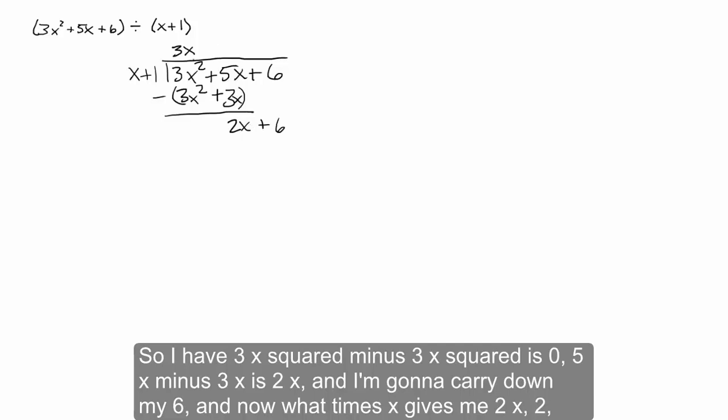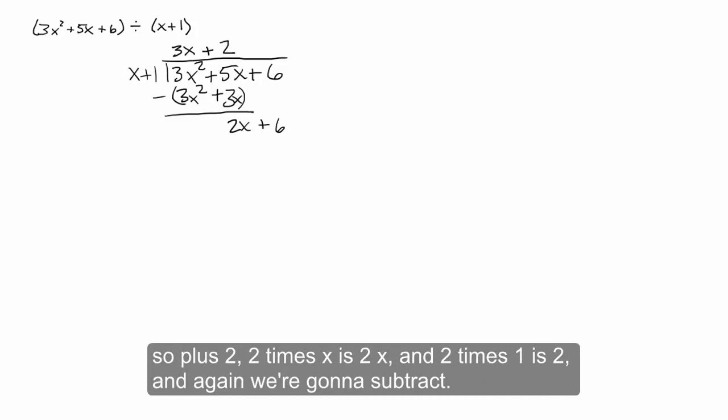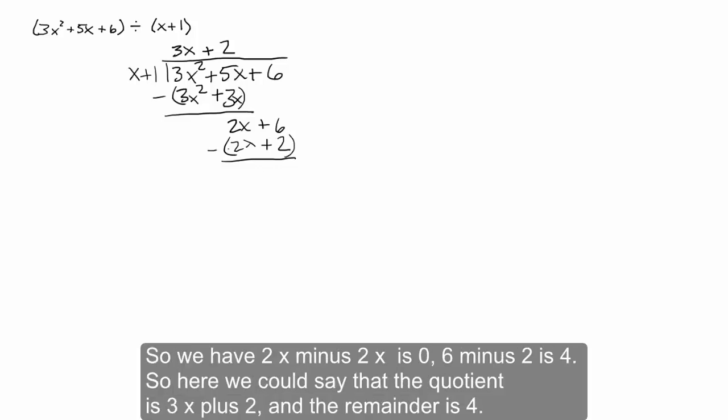And now, what times x gives me 2x? 2. So plus 2. 2 times x is 2x. And 2 times 1 is 2. And again, we're going to subtract. So we have 2x minus 2x is 0. 6 minus 2 is 4. So here we could say that the quotient is 3x plus 2 and the remainder is 4.